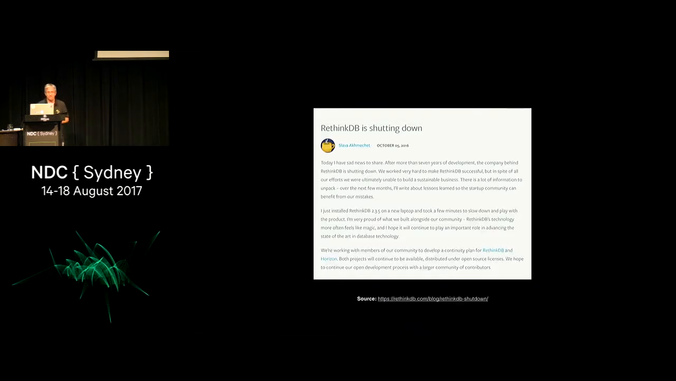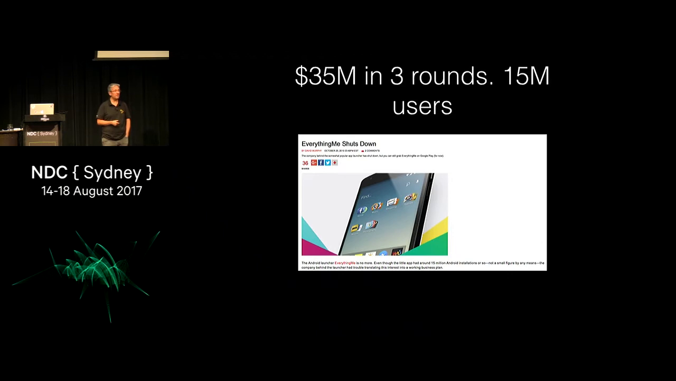Now, you say, but it's okay, things don't happen. More or less, things are going okay. Things aren't shutting down. In fact, there are like 100 companies in Silicon Valley shutting down daily. Some of them we hear of, some of them we don't. RethinkDB was shut down. Well, it was brought up again by someone else. 35 million in 3 rounds.